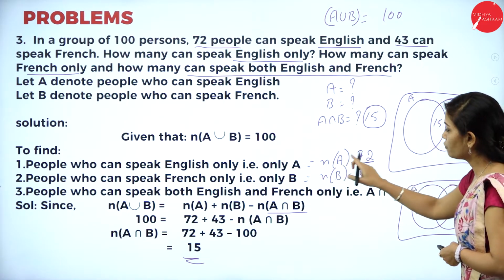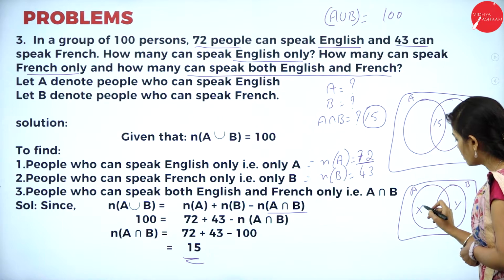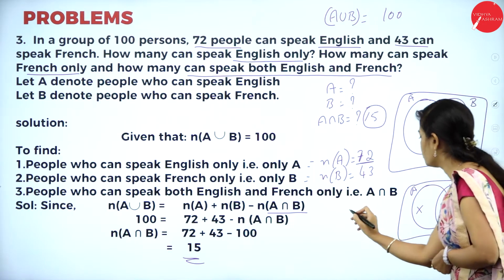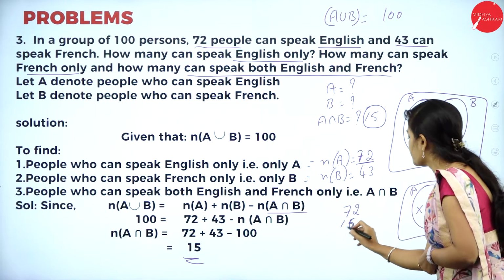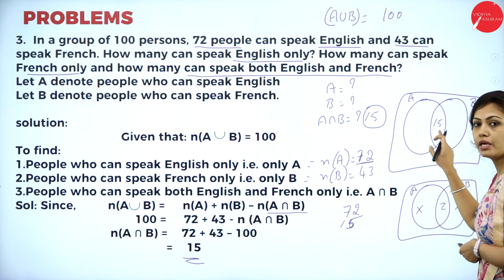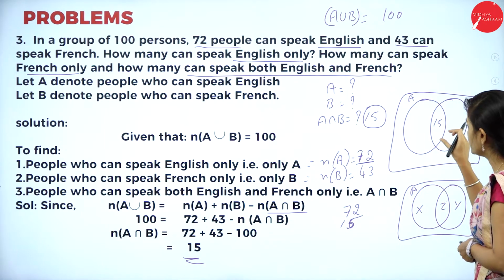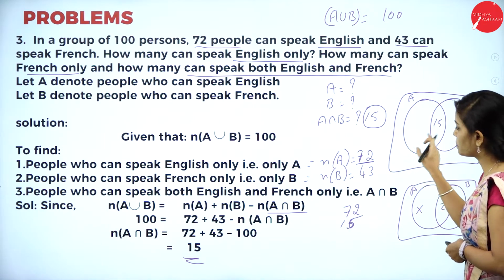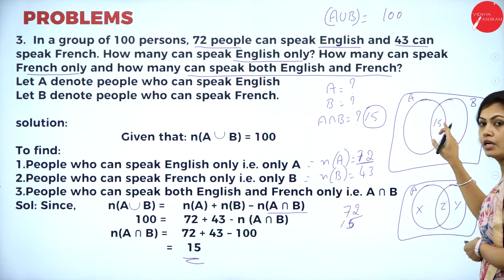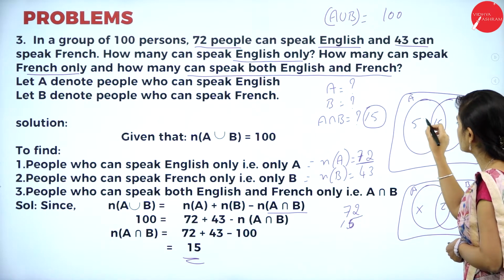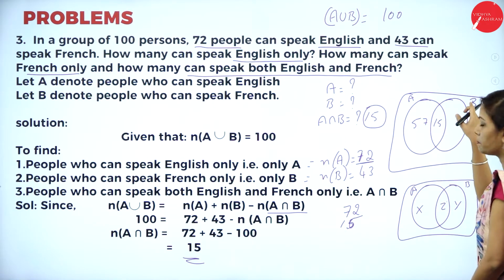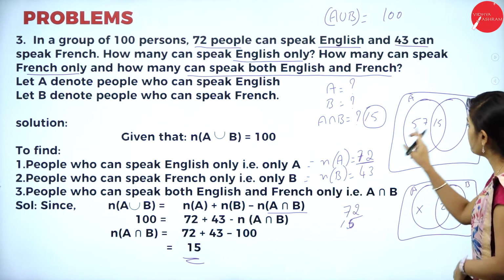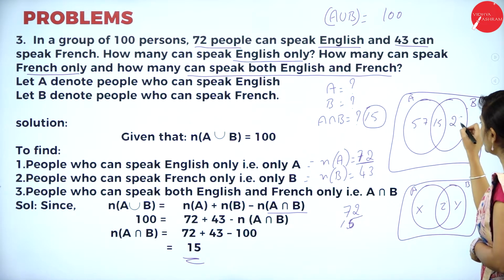I have considered n of a is equal to 72. So 72 minus 15. Why? Because 15 is my common region, so I have to subtract this. 72 minus 15, you will get 57. And we have to find the value of set b only. So 43 minus 15 is 28.